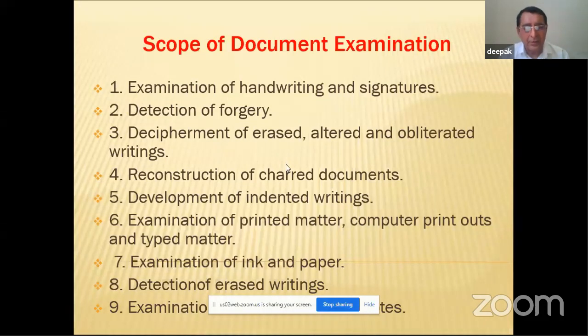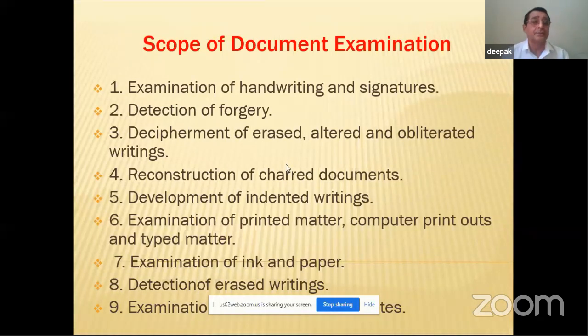Then, friends, we have the examination of ink and paper. This is also a topic where we can help the administration and agencies find out whether the inks are different or the same. Before talking about ink and paper examination, I will share that these are the questions where we are lagging behind.